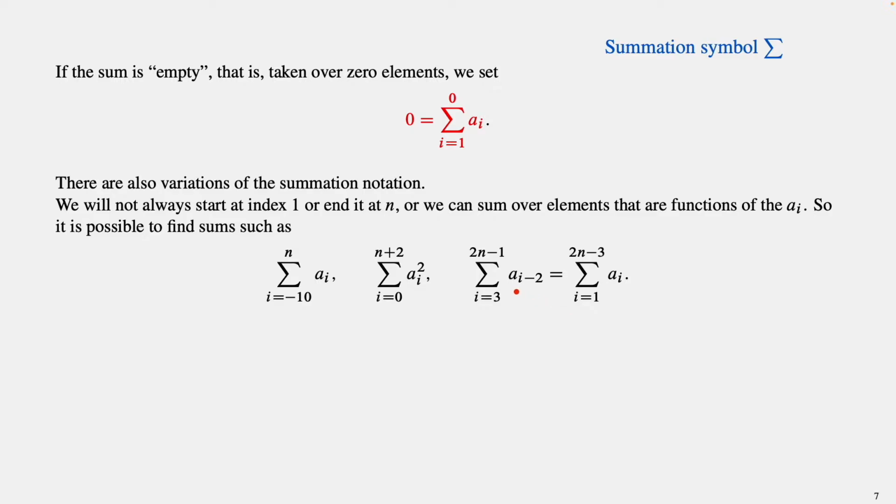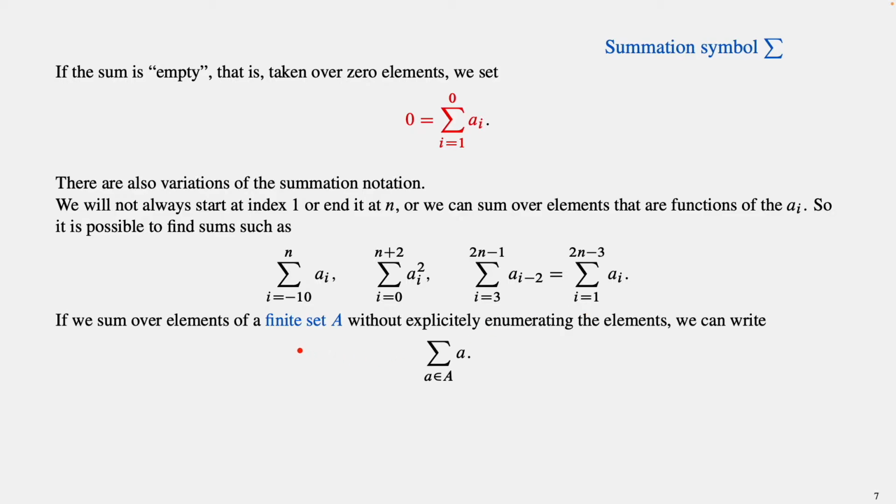And this one here you can equivalently rewrite as summing from i equal to 1 to 2n minus 3 over ai. So if you just write out the individual summands here, beginning at i equal to 3, then you have a3 minus 2, so that would be a1. The next one would be i equal to 4, so it would be a4 minus 2, so it would be a2, and so on. And that's the same in this sum. You begin at a1 because you start at i equal to 1, then the next one would be i equal to 2, which would be a2, and so on. So these two expressions mean the same thing.